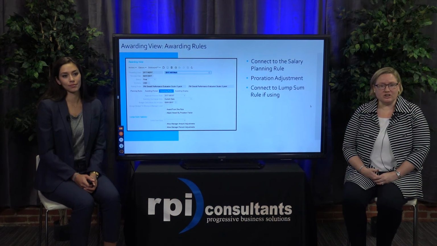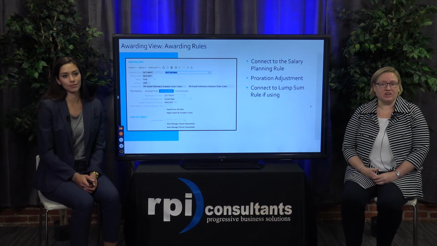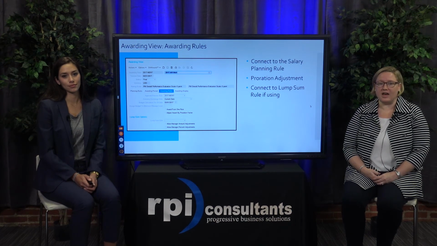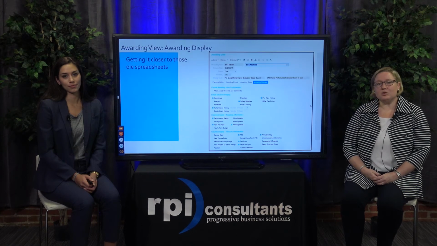The awarding rules tab lets you connect to your salary planning rule, and the proration adjustment, as we mentioned earlier, you can pull that in here, and you can also connect to your lump sum rule if you're using that. And then finally, the awarding display.